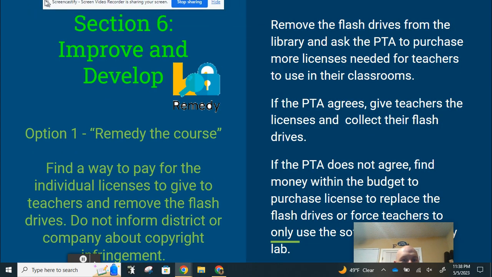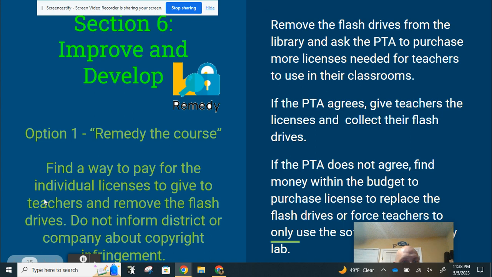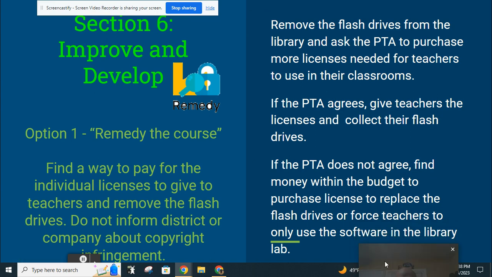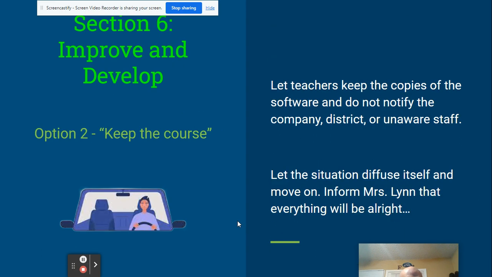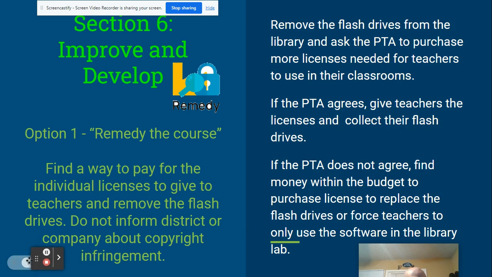So next, I'd like to talk about improve and develop. So what are the different options as me as a future leader? So here, I'll come back. There we go. So, option one, remedy the course.